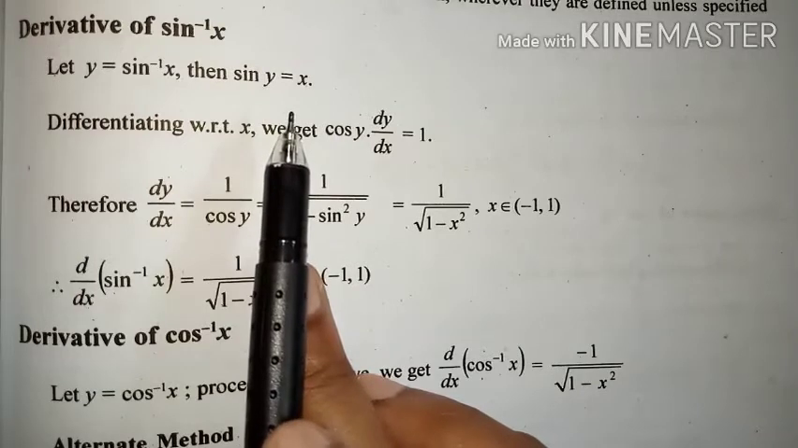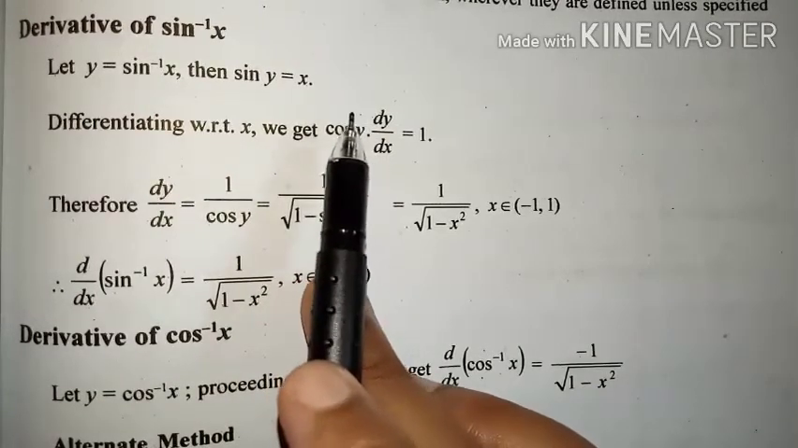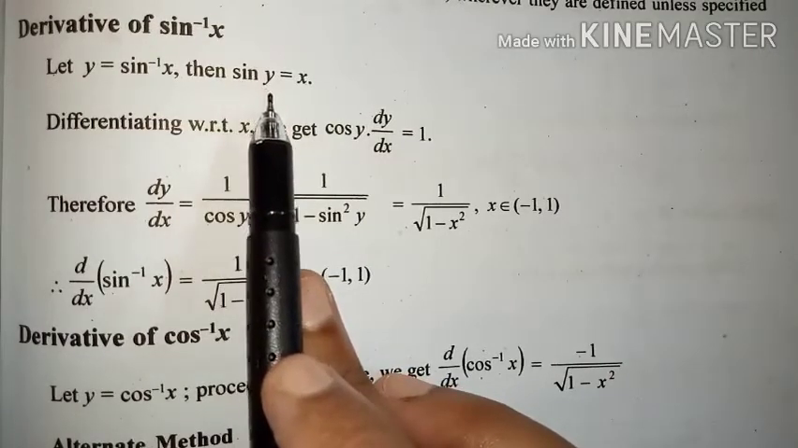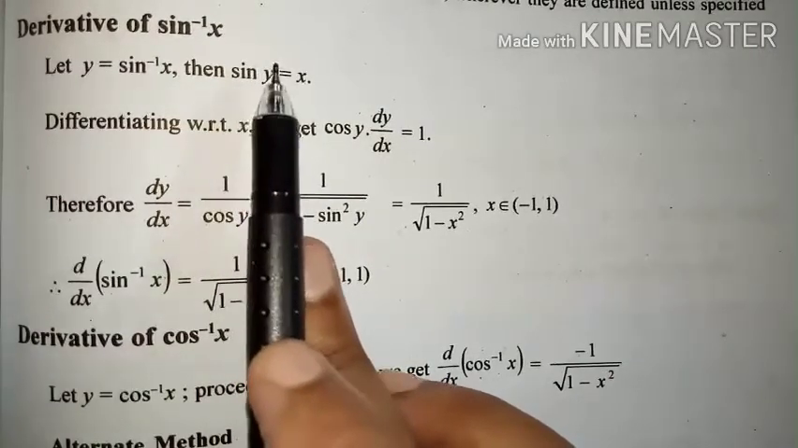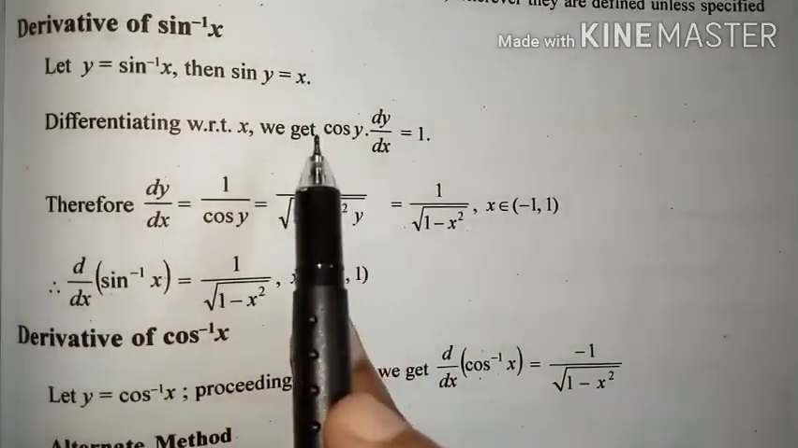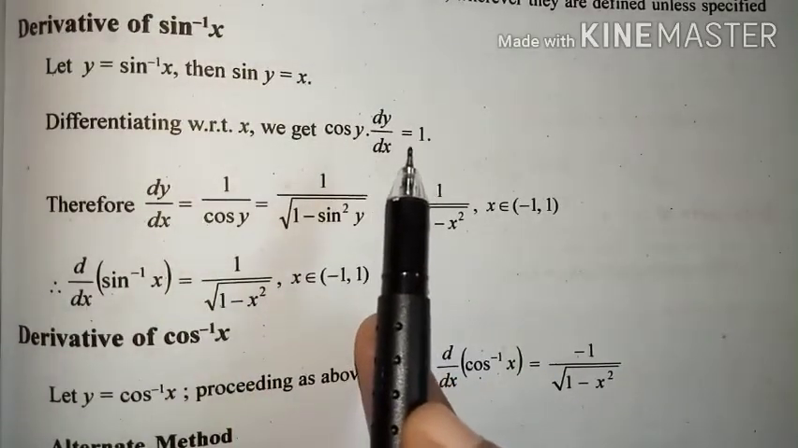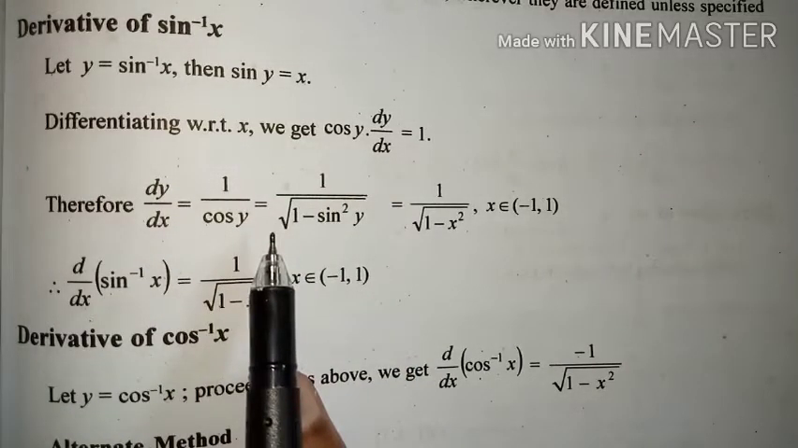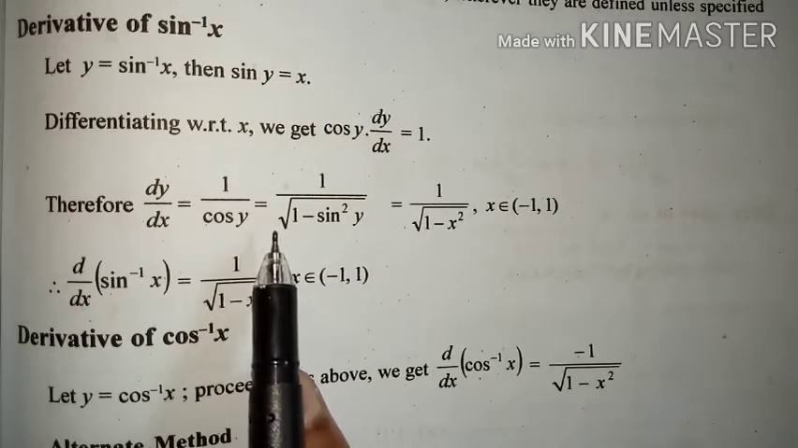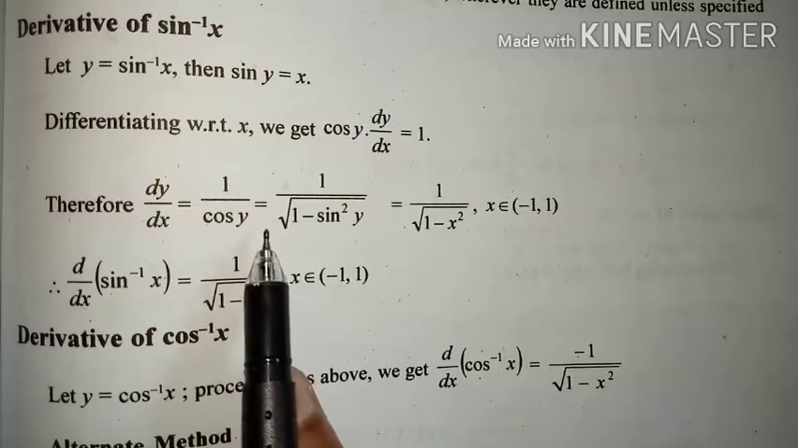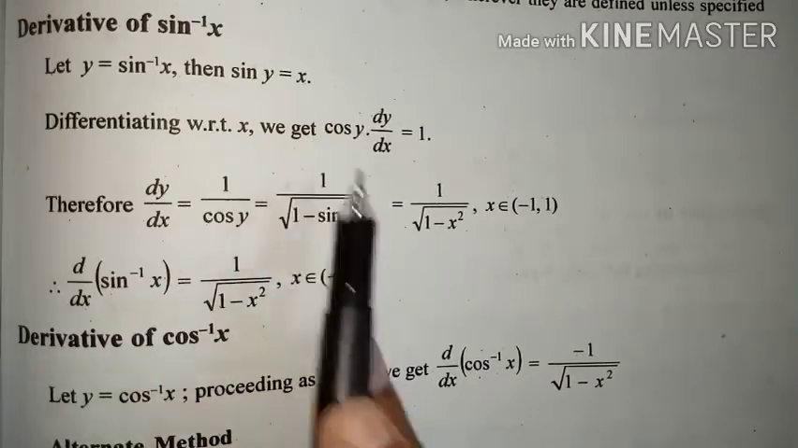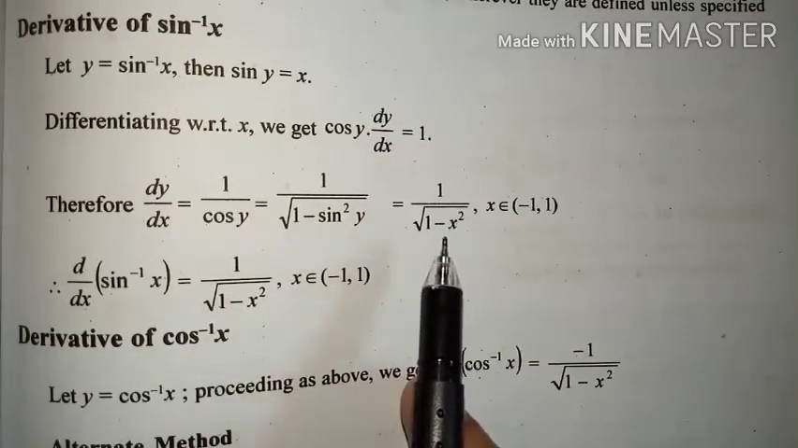Now you differentiate with respect to x. So what will you get? Okay, so sin y's derivative will be cos y, but it is y, not x. So we have to take derivative of it also. So this will be cos y dy by dx equal to 1. So dy by dx is 1 by cos y. Now you know that sin square y plus cos square y is equal to 1. So if you shift the terms, you have cos square y is equal to 1 minus sin square y. So cos y will be equal to square root of 1 minus sin square y. But sin y is what? x. So it is 1 upon square root of 1 minus x square.